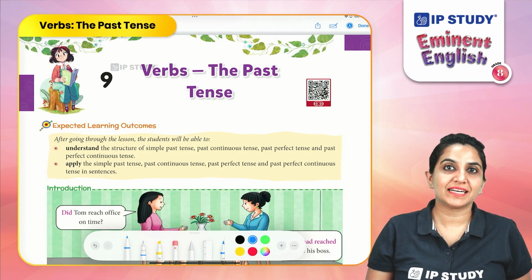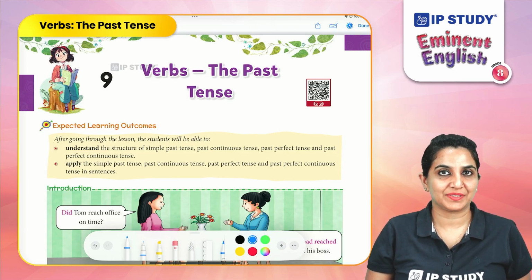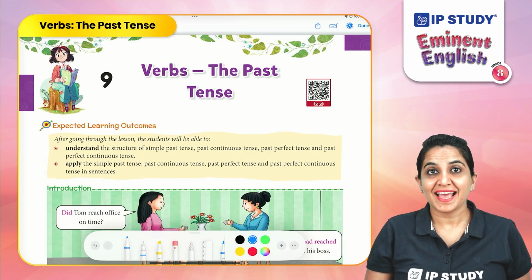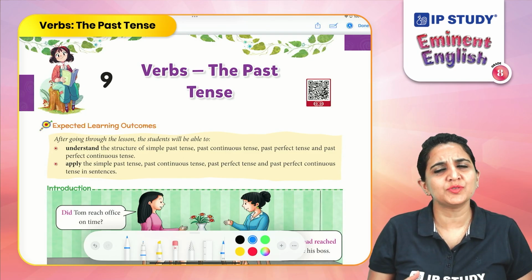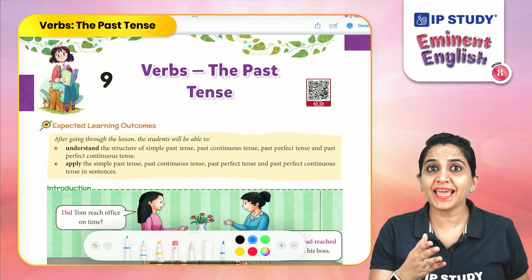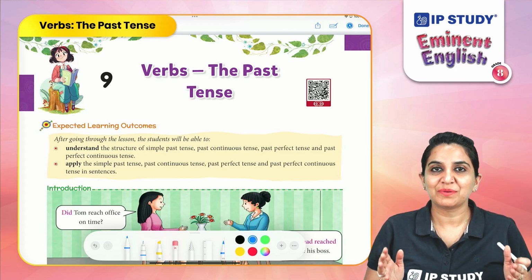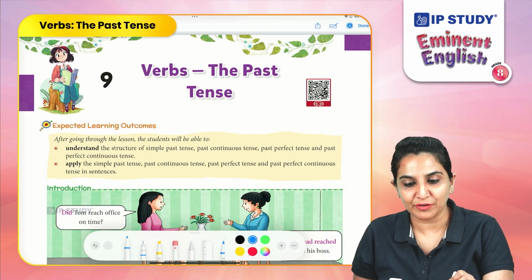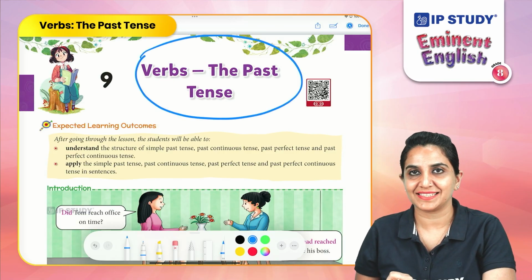Today we will discuss the 9th chapter of Grade 8 English Grammar, and we will explore the world of verbs. Along with that, we will also travel back in time. Not with a time machine, but with the past tense. So today our topic is verbs, the past tense.